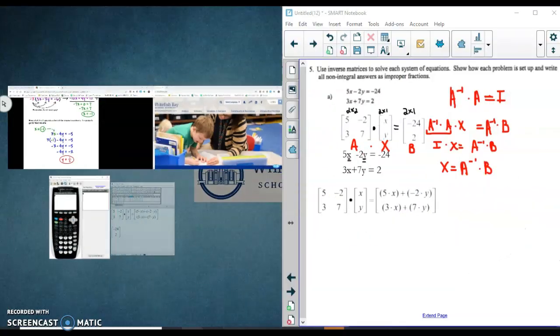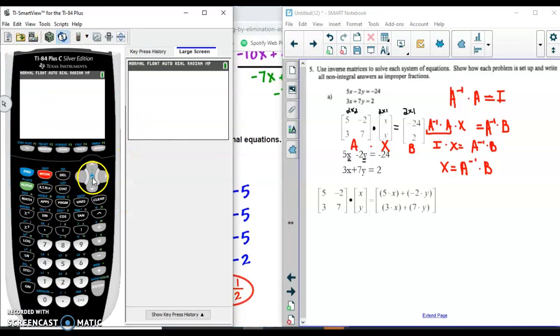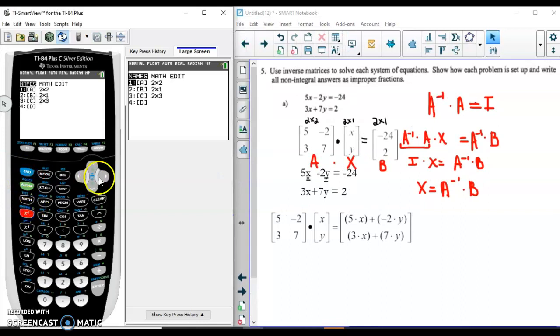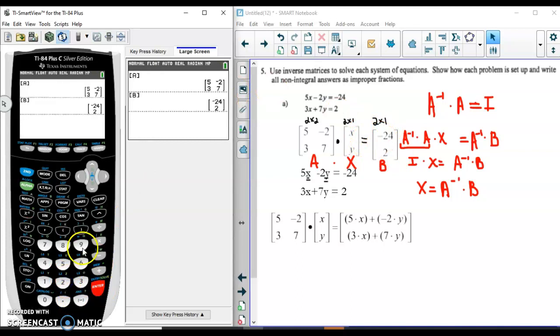I've already prepared that in my calculator. I've already entered matrix A and matrix B into my calculator. So again, I just went to second matrix, and we can see that matrix A has already been entered as the coefficients, and matrix B I've also entered as the answers here. I'm just verifying that they're in my calculator. You could take a moment to do that.